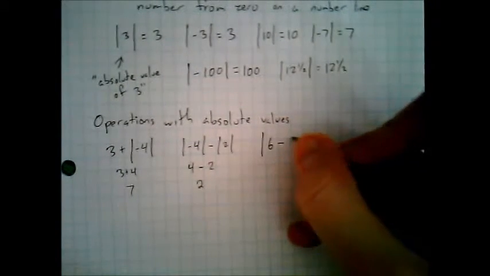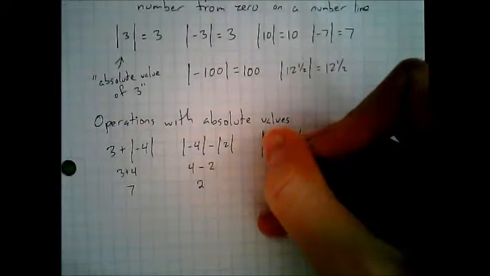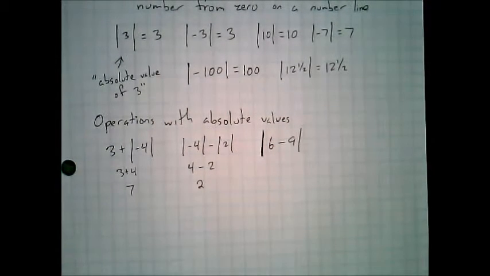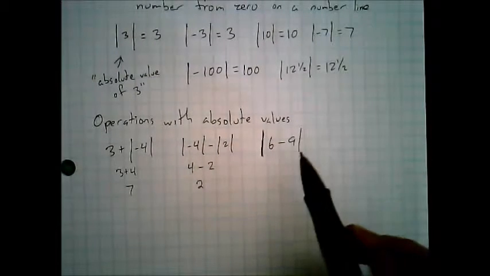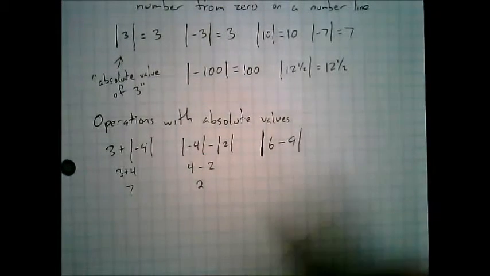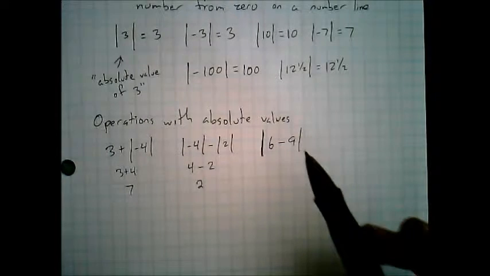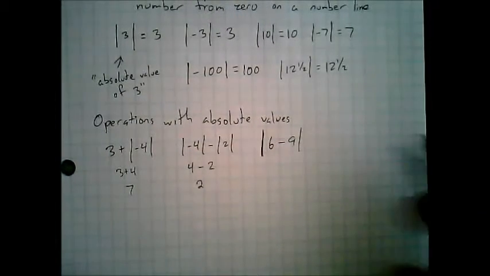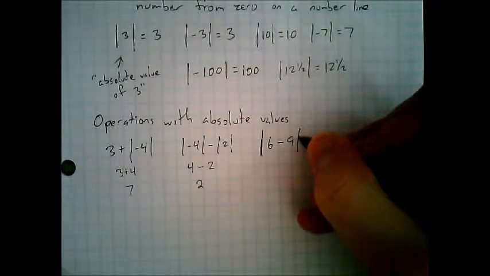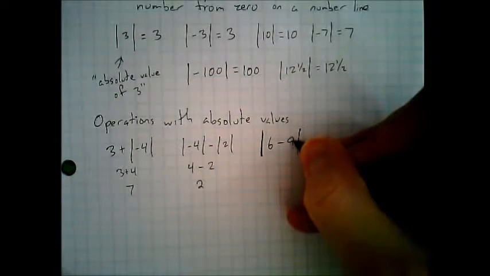Okay, a slightly more challenging example. What happens if we have an operation inside of our absolute values? Now we're getting a little more practical. Well, this just means absolute values are just like parentheses or brackets or another grouping symbol. We have to do what's on the inside of the absolute values first, and it's very important that you do that first, because you only take the absolute value of a number.